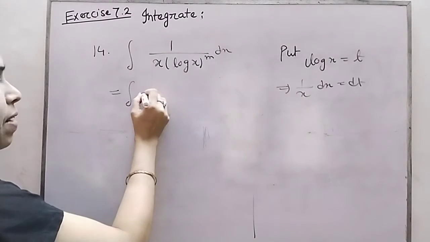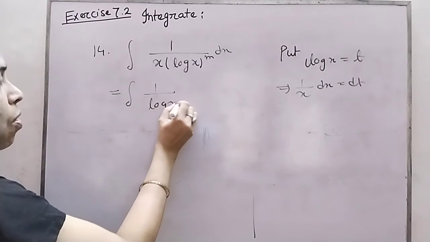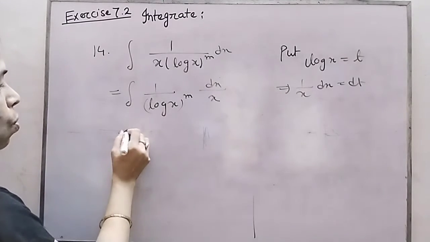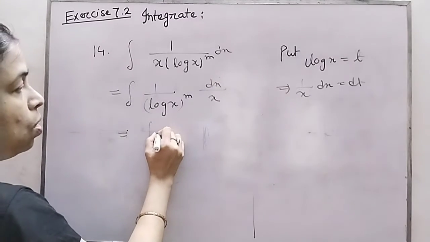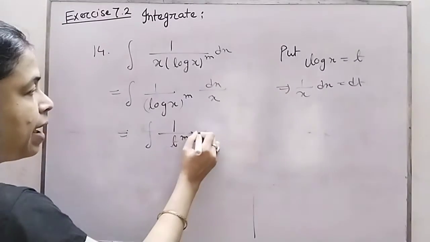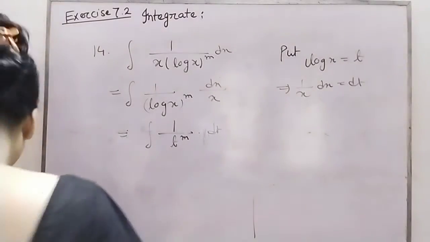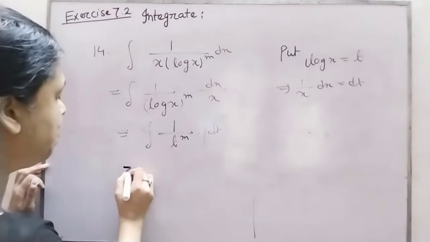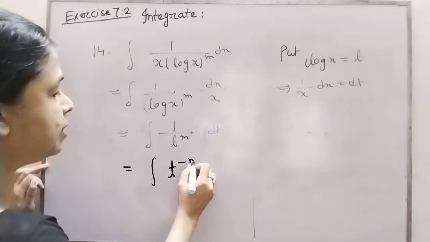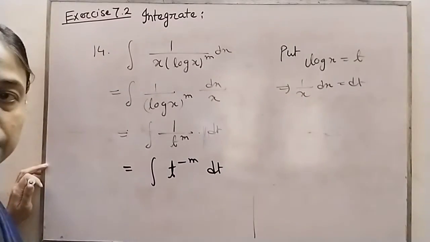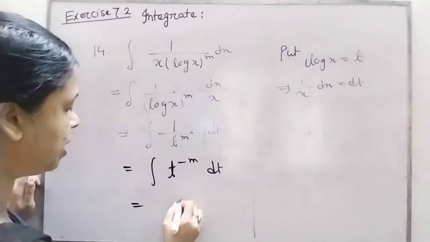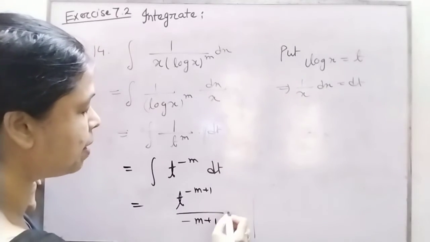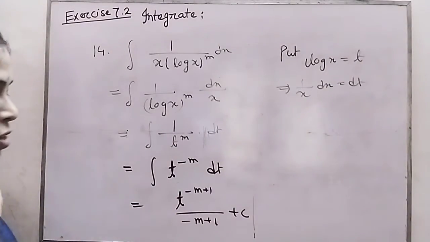So here I can write down 1 by log x to the power m, and this is dx by x. So it is equal to what? Integration, log x means t, 1 by t to the power m, and this is dt. Okay, after this, this can be written as integration t to the power minus m, because we have to bring it to the numerator. Then putting the x to the power n formula, t to the power minus m plus 1 by minus m plus 1 plus c. Integration is done.